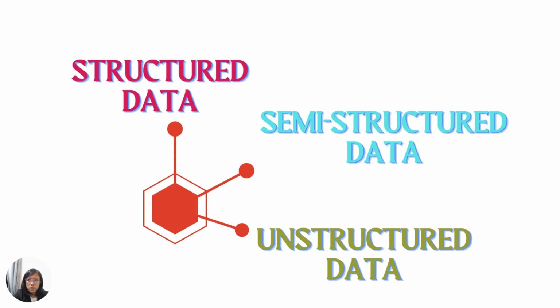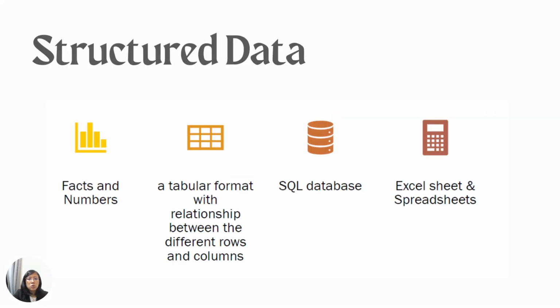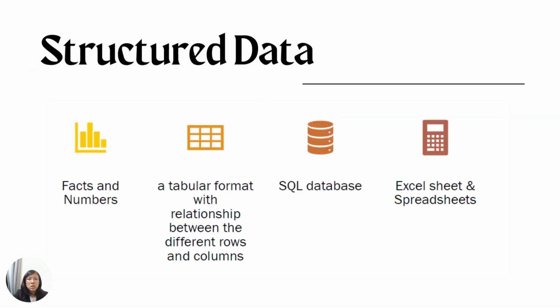Data, whether qualitative or quantitative, can take multiple shapes depending on the nature of the information, how it is collected, where we are storing this data, and whether the data are generated by human or machine. Structured data is information that is rigidly formatted into a tabular format, with relationships between the different rows and columns. These data are usually facts and numbers, and we keep them in SQL databases. We are most used to seeing this data in Excel sheets and spreadsheets.